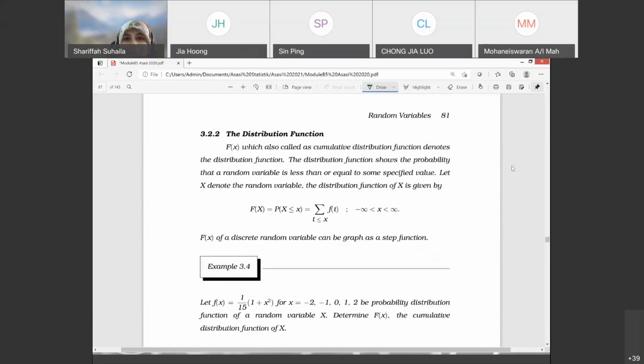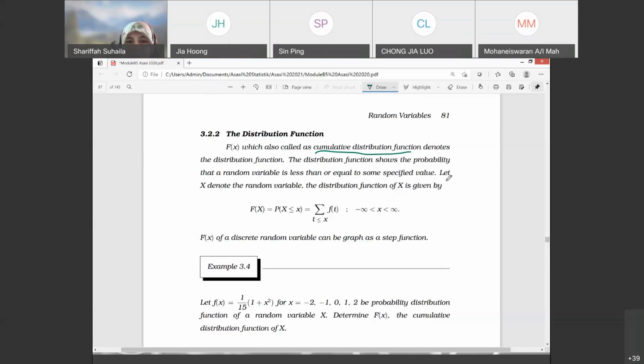Cumulative distribution function. So again, this one you have capital Fx. Capital Fx stands for cumulative distribution function. The distribution function shows the probability that a random variable is less than or equal to some specified value.